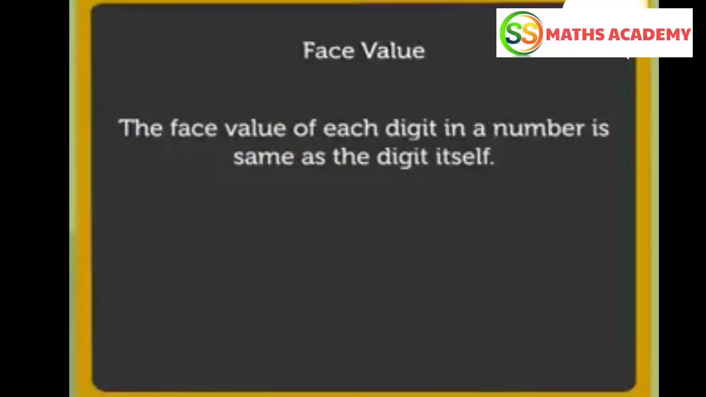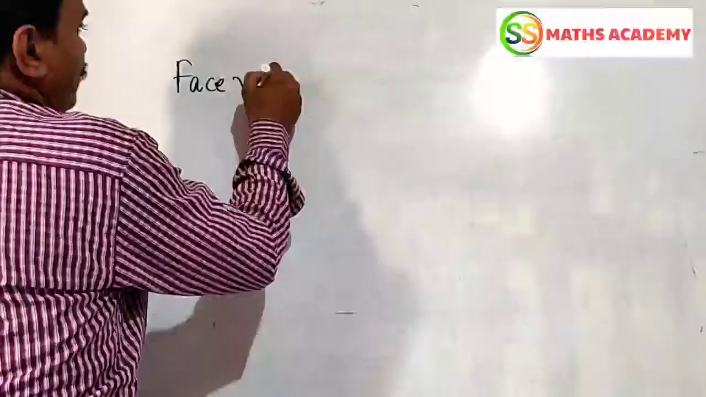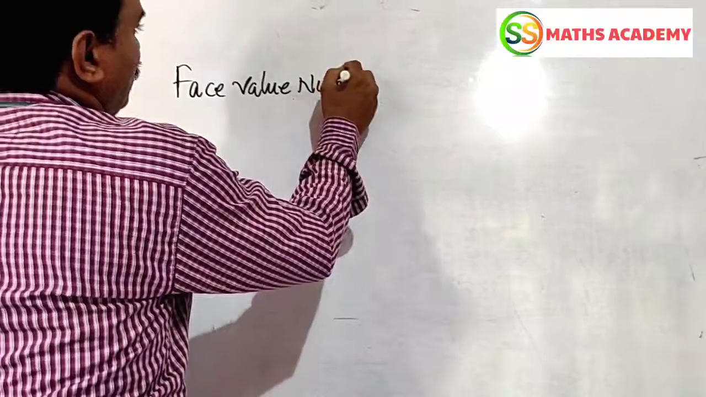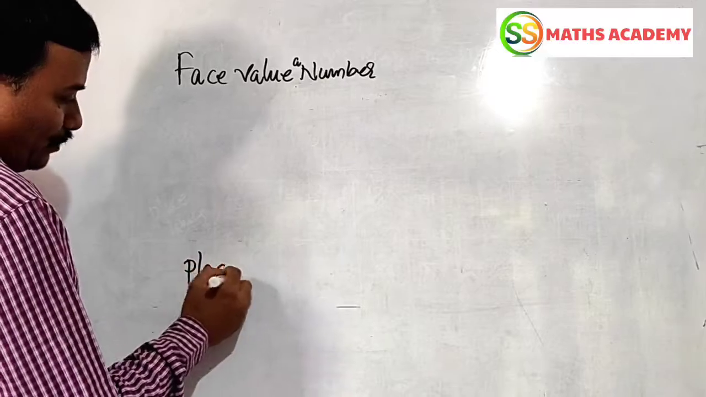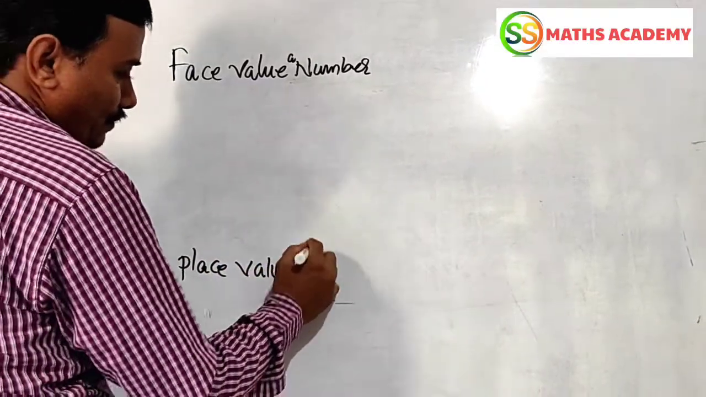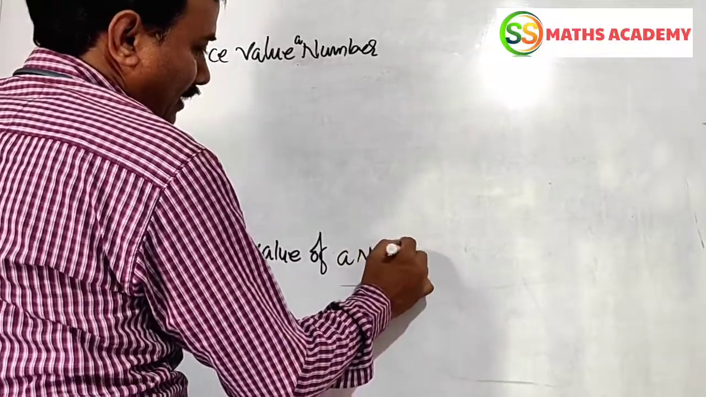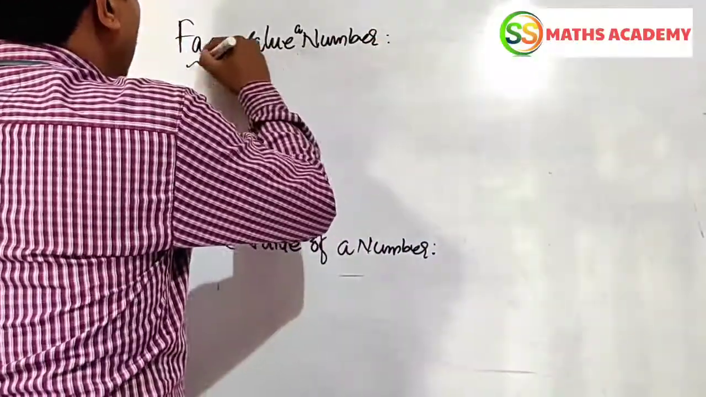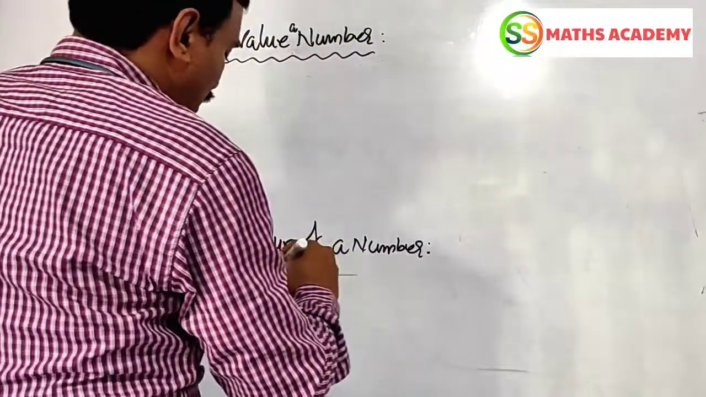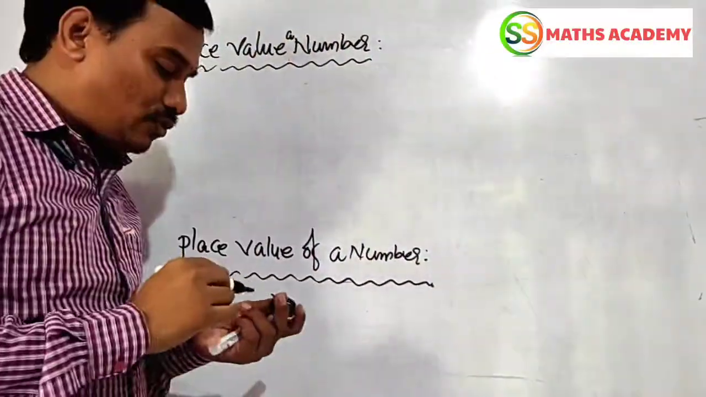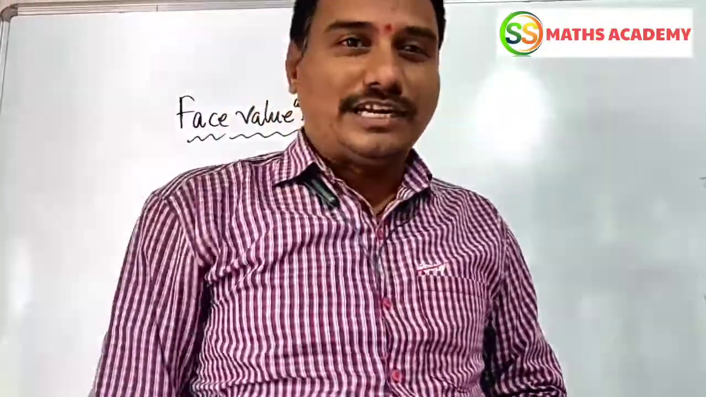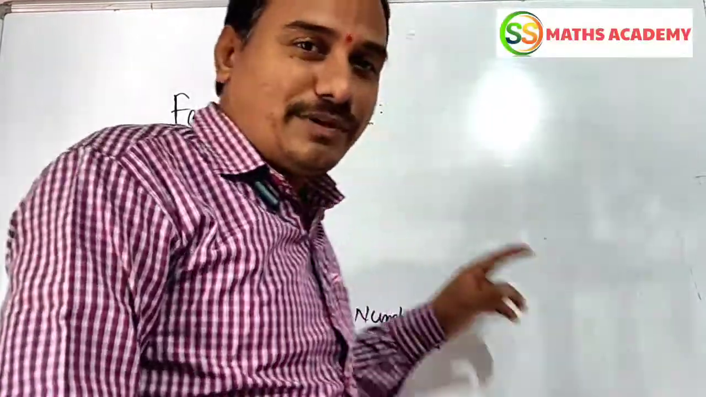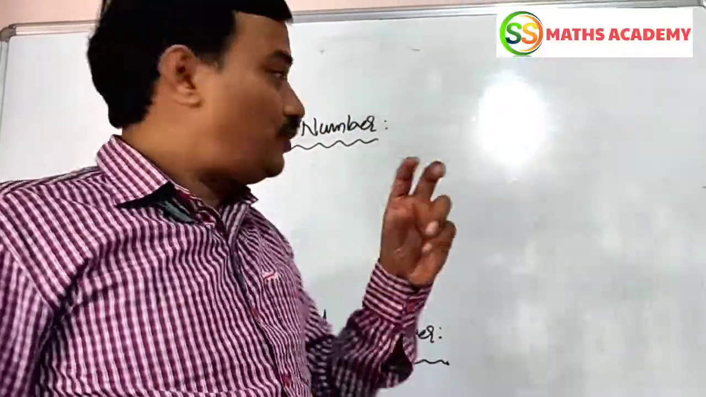First, face value of a number. Next, place value of a number. Simple. Out of 100% of students, 90% sometimes get confused about these two topics in the fifth class grade. Those who are going to write the Navodaya entrance exam, I am telling you, maybe 90% of the students are confused about these two concepts.